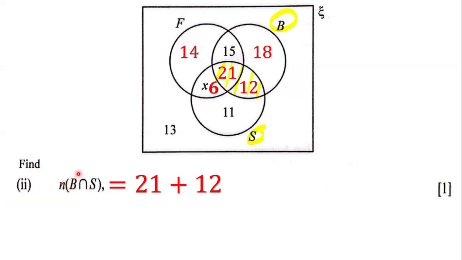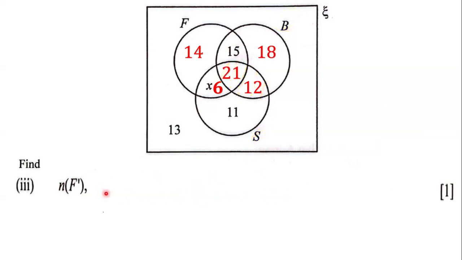The number of elements in B intersect S is going to be equal to 21 plus 12. And 21 plus 12 is 33. And so the number of elements in B intersect S is 33.